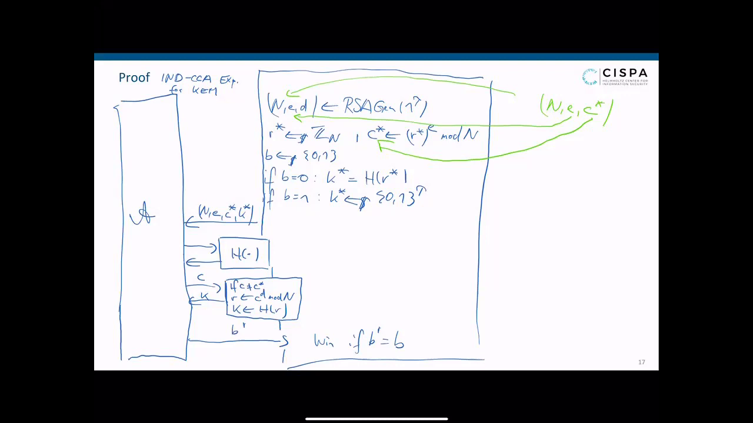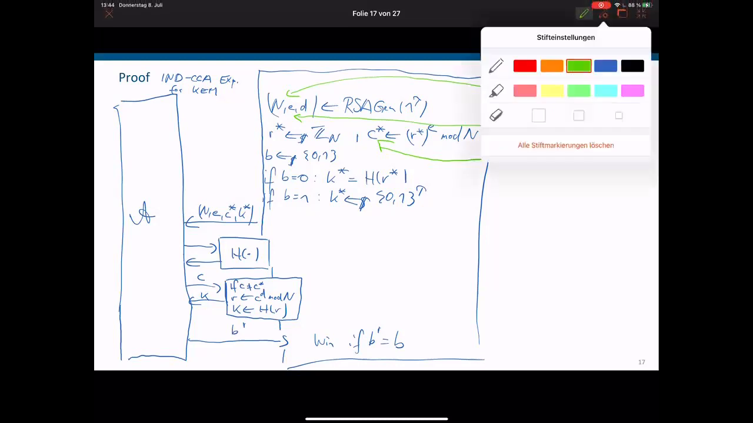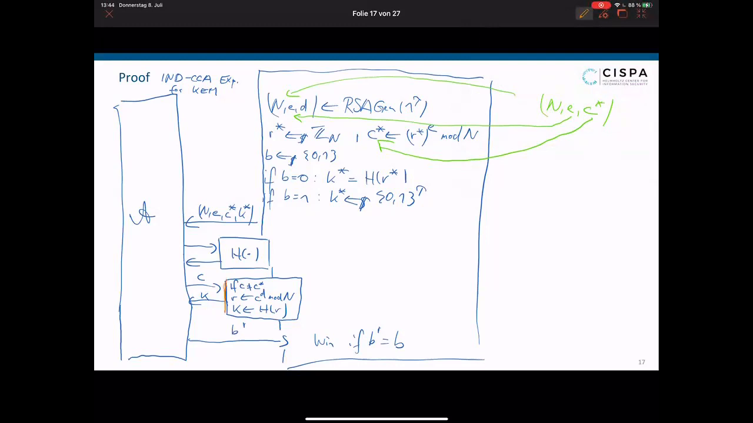Good. Someone wrote in the chat, it's the decryption oracle. Yes, this is the big issue, because to simulate or to implement the decryption oracle, we need this D, but we're not given D. So how could we possibly simulate a decryption oracle without knowing D? How could that be possible? This is somehow the challenge for our reduction. It has to provide a decryption oracle without itself knowing D. How could we do this?